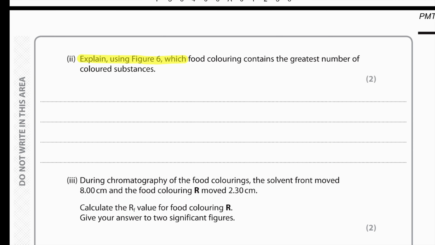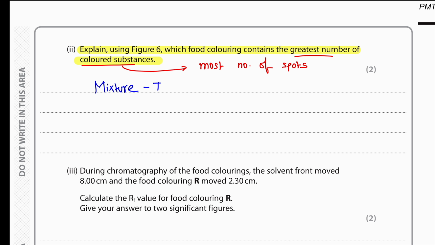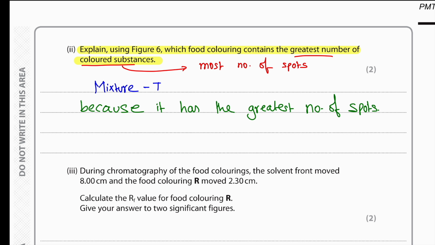Explain using figure 6 which food coloring contains the greatest number of colored substances. To understand if it contains the greatest number of pigments or colored substances, we need to look for the most number of spots. We can see in mixture T, there is a total of 5 spots, which is the greatest. So our answer will be mixture T because it has the greatest number of spots.